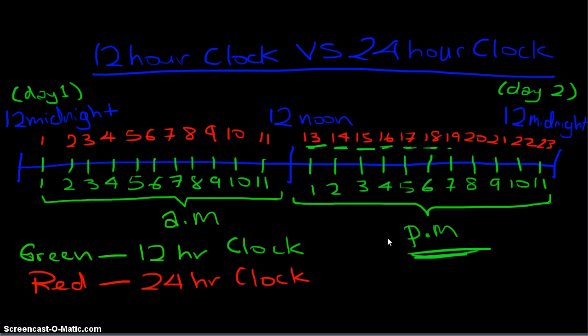So I say again, for PM, the 24-hour clock is always above 12. So whenever it's 13, 14, 15 for the 24-hour clock, it's in PM. And whenever it is AM for the 24-hour clock, it's always below 12.